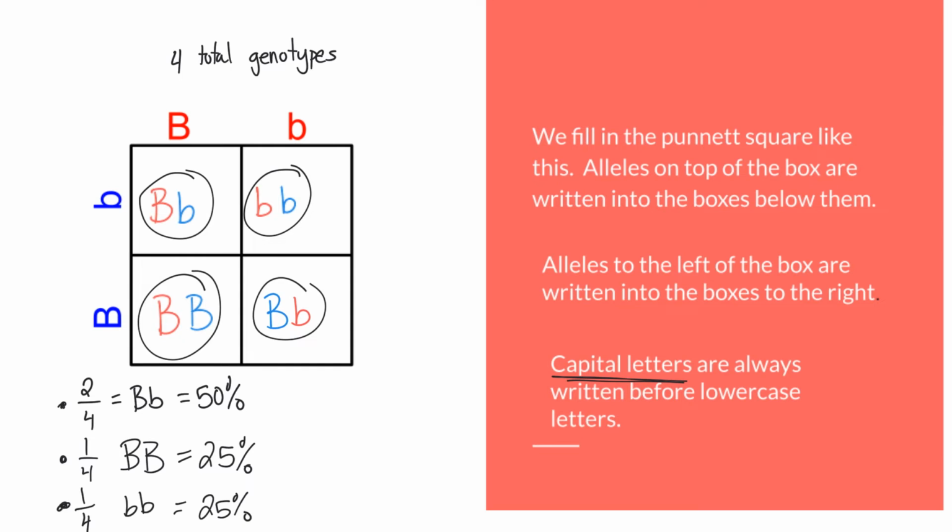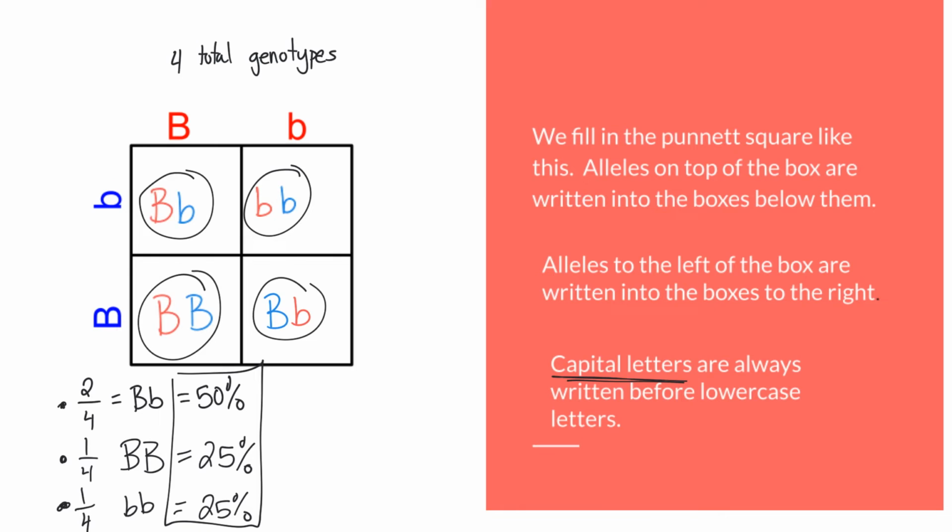And if you were to add the percentages up, they always have to add to 100% because there's, in the end, 4 out of the 4 full possibilities. So if I added 50 plus 25, that's 75, plus 25 again gives us our full 100%. So you can just check your math at the end by making sure everything adds up to 100%.